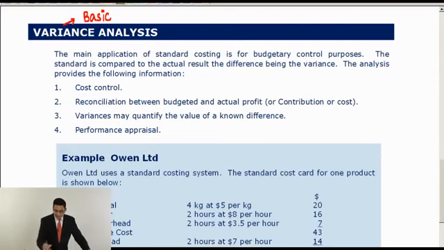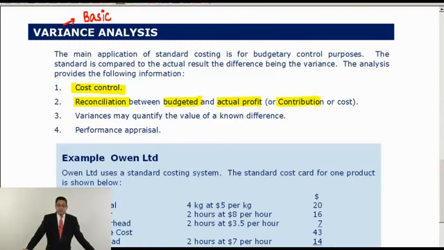Okay, variances can be used for cost control, because when the managers are given set targets or benchmarks, then they are likely to spend within the target. If they spend more than the target, then of course they are not doing justice to the organization. Secondly, they can be used to reconcile budgeted and actual profits, or contribution as well. Under absorption costing, we reconcile profits. Under marginal costing, we can reconcile the contribution.